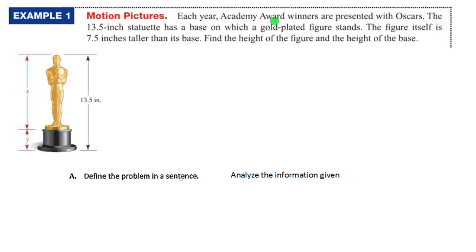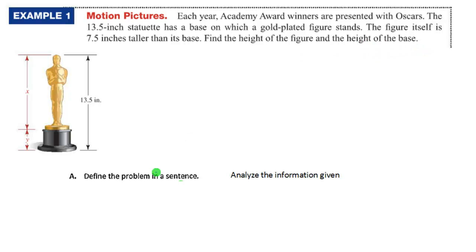Each year, Academy Award winners are presented with Oscars. The 13.5-inch statuette has a base on which a gold-plated figure stands. The figure itself is 7.5 inches taller than its base. Find the height of the figure and the height of the base.